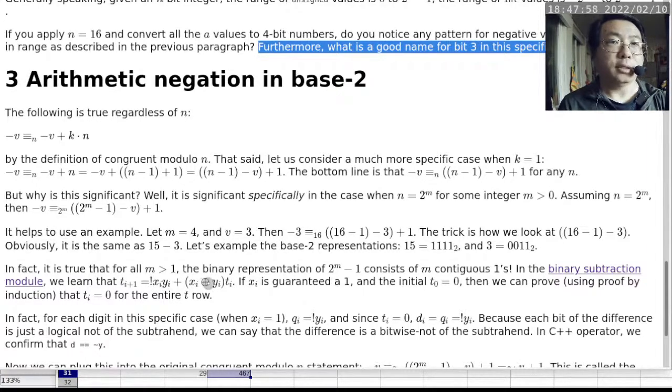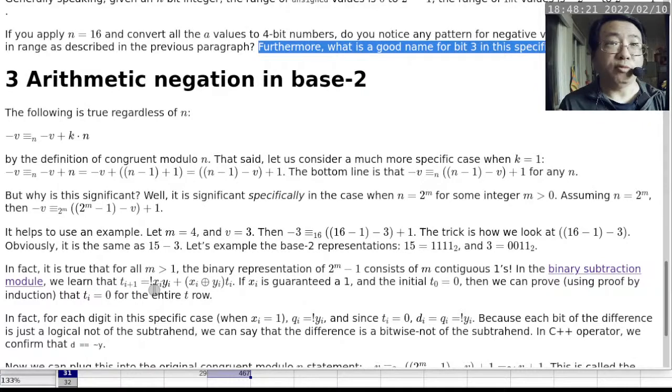Then you look at the second part. Now, the second part says, well, part of it depends on y. But what if I tell you that ti is also guaranteed to be 0? So if ti is guaranteed to be 0, I don't really care what the exclusive OR between xi and yi is. This entire term, t of i plus 1, is guaranteed to be a 0. Now, how do we prove this?